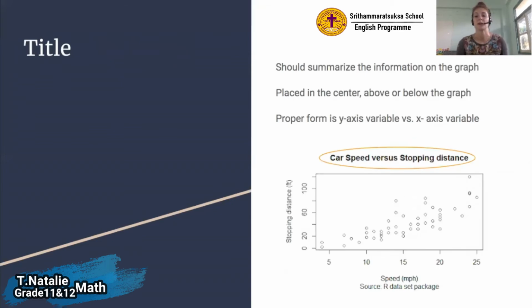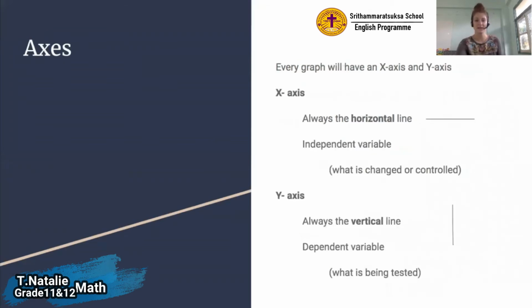It is placed above or below the graph, and the proper form of a title would be the y-axis variable versus the x-axis variable. All right, axes. So every graph will have an x and y axes.